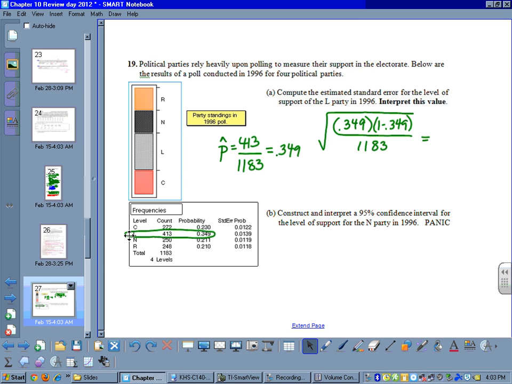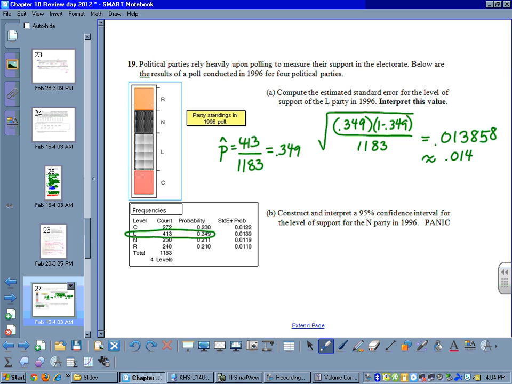using my calculator, I would have 0.349 parenthesis 1 minus 0.349 close parenthesis divide by 1183 close parenthesis after putting it all under a square root sign. That gives me 0.013858. So this would be approximately 0.014 if we rounded it to 3 places.